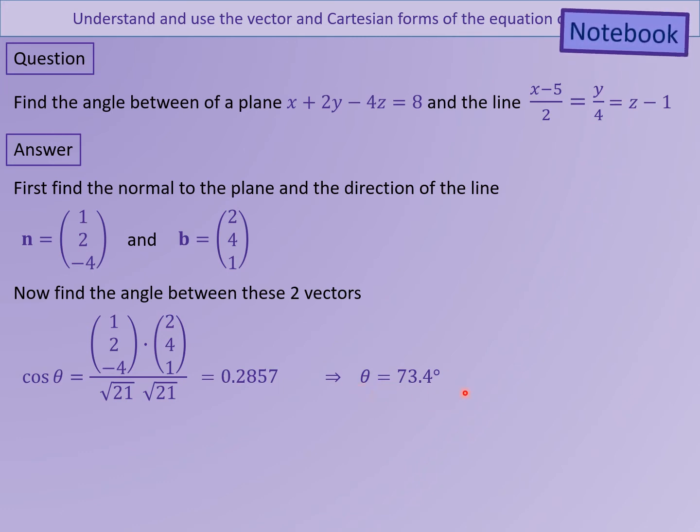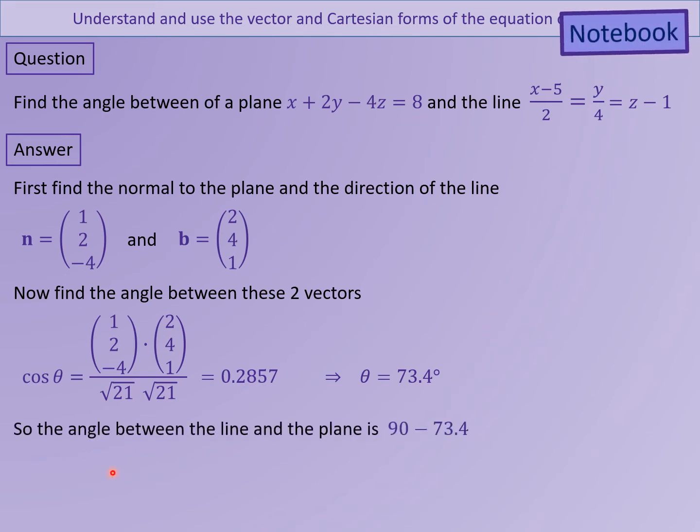And as before, don't stop there. That's the angle between the normal and the direction of the line. It is not the angle between the plane and the line. So what do I need to do to finish it off? To find the angle between the plane and the line, do 90 degrees minus that bit. And so therefore we get 16.6 degrees.